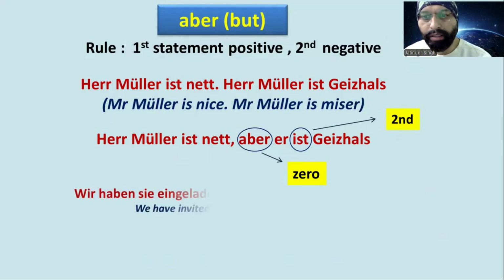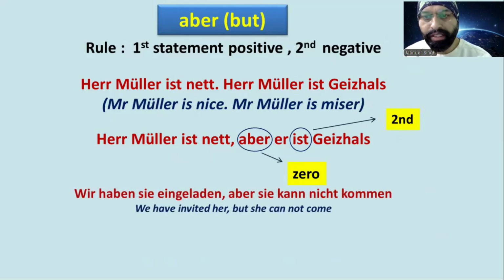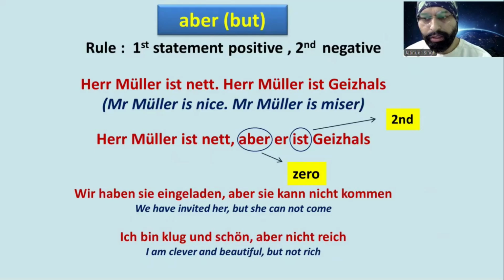Now we see some more examples to understand. Wir haben sie eingeladen, aber sie kann nicht kommen. We have invited her, but she cannot come. So the first sentence is positive because we have invited. So this is a positive statement, but she cannot come. There is some problem. So this is negative. And now we see the last phrase of the last conjunction. Ich bin klug und schön, aber nicht reich. I'm clever and beautiful, but not rich. So in the first phrase, I have used some positive adjectives, and in the second phrase, some negative.